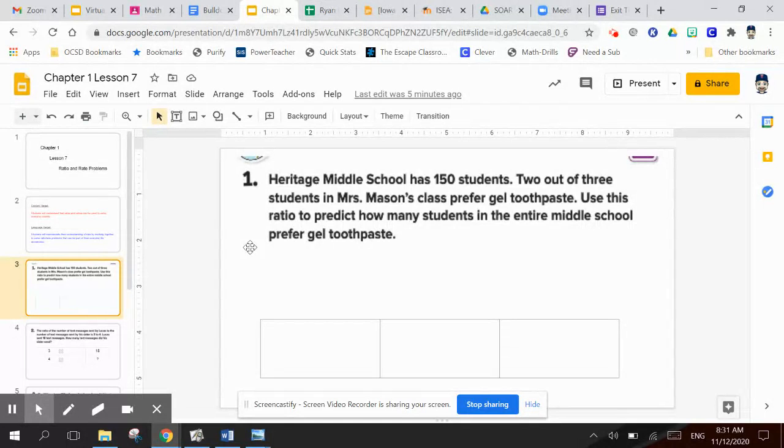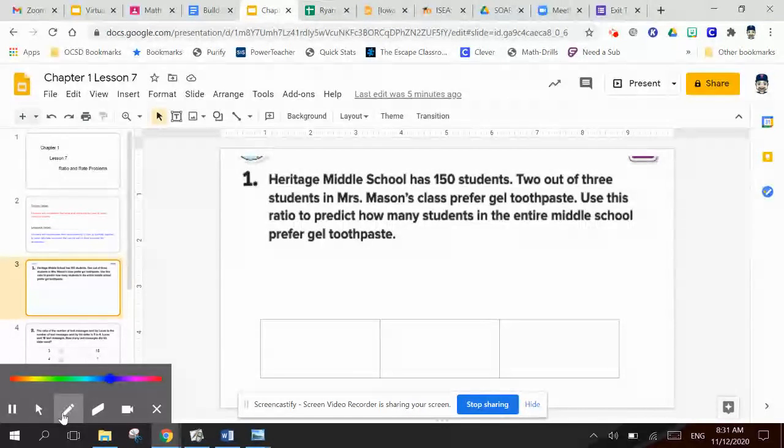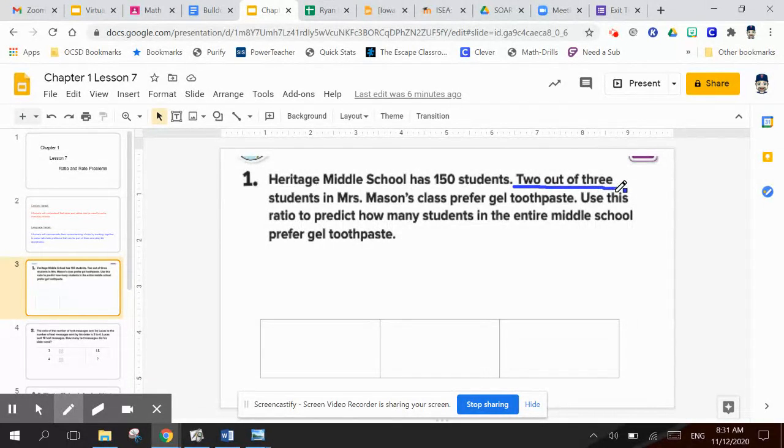We want to look at example number 1. It says Heritage Middle School has 150 students. 2 out of 3 students in Mrs. Mason's class prefer gel toothpaste. Use this ratio to predict how many students in the entire middle school prefer gel toothpaste. Well, the first thing we want to see is that our ratio is 2 out of 3.